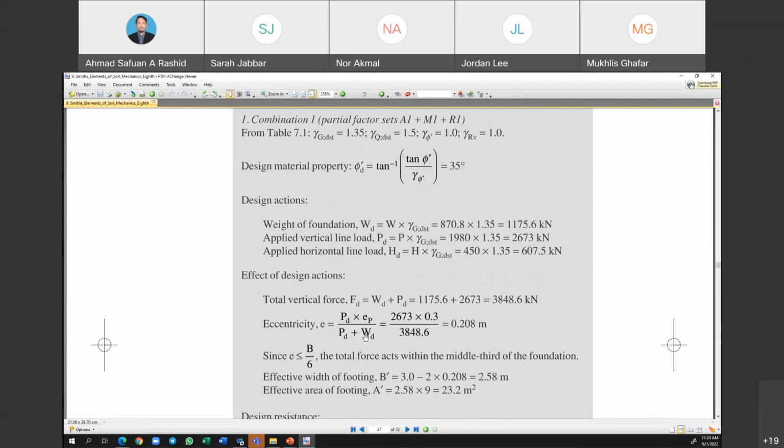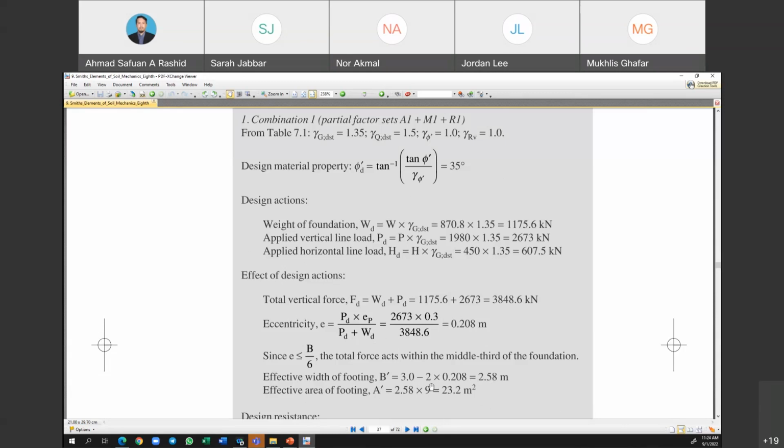To get the value for the E, the E is within the middle third of the foundation. So the effective width B is 3.2. Yes, this is the equation. So we obtain 2.58.